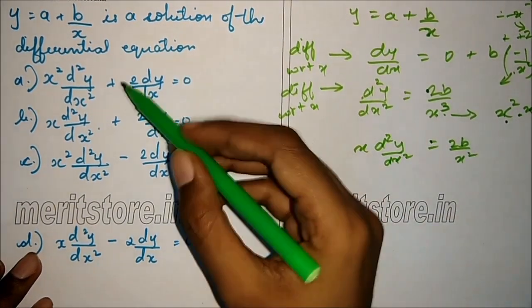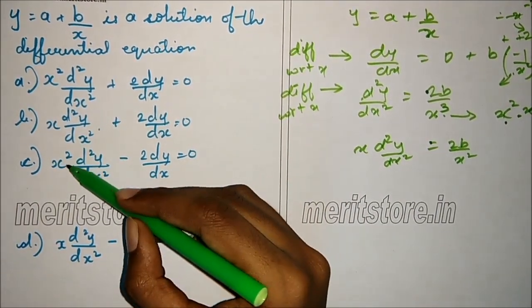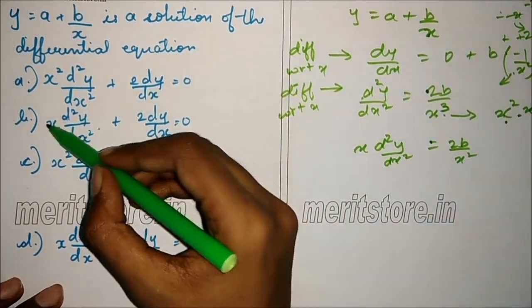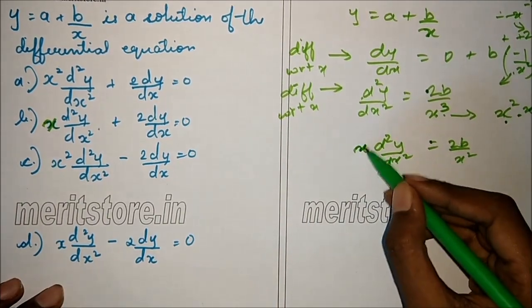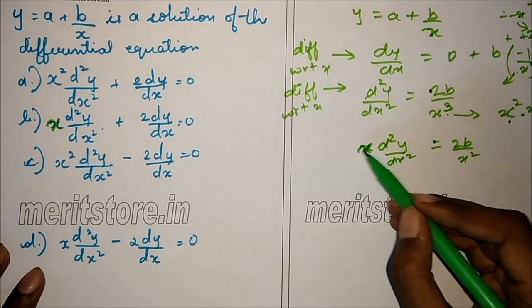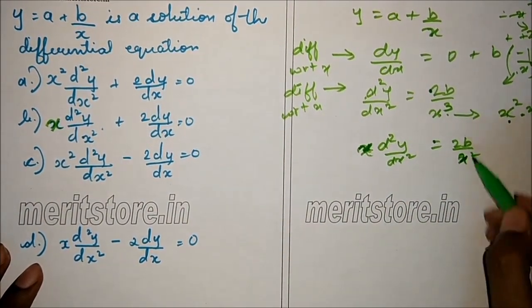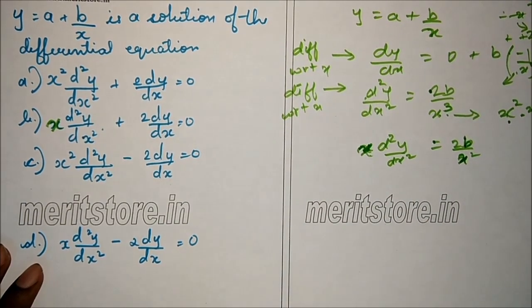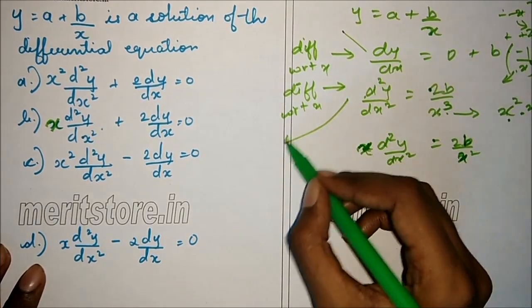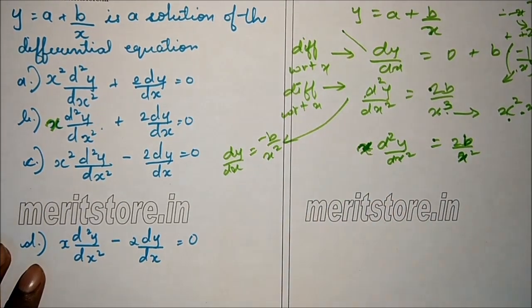The reason we did this is because in the options d2y by dx square is associated with x or x square in some of the options. So we choose x for comparison. So we put x alongside d2y by dx square and x square alongside b. So from dy by dx, we got dy by dx is minus b by x square. So this is what we got.